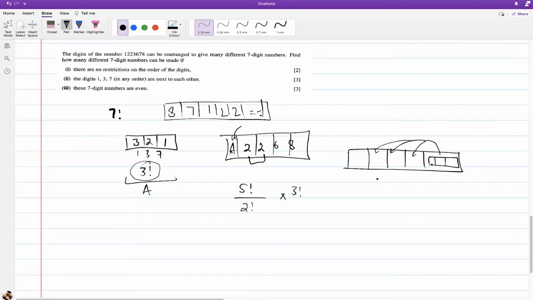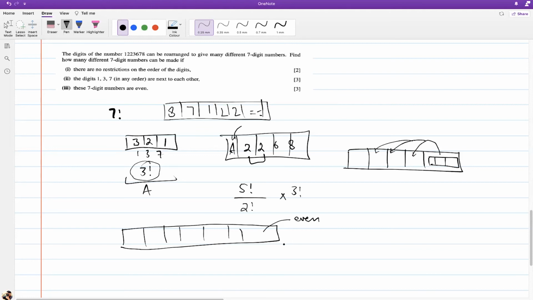Next, it's saying these 7-digit numbers are even. अब मेरे पास वही 7-digit number है. What are even numbers? Even numbers are where you have the last digit as even. So that means I can't put 1 here, I can't put 3 here, I can't put 7 here. I can just put 2, 2, 6, or 8. So I have 4 different ways of filling this up. Why am I saying 4 different ways? Because 2 and 2, I'm counting them different.